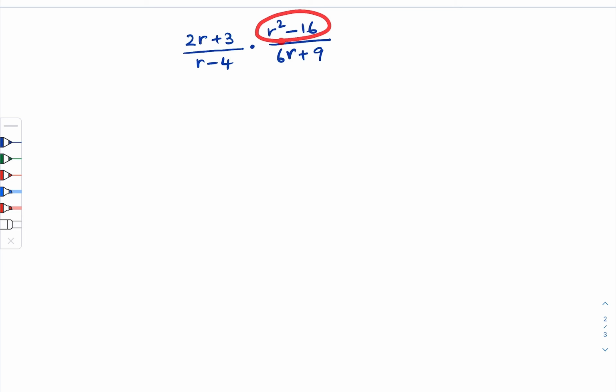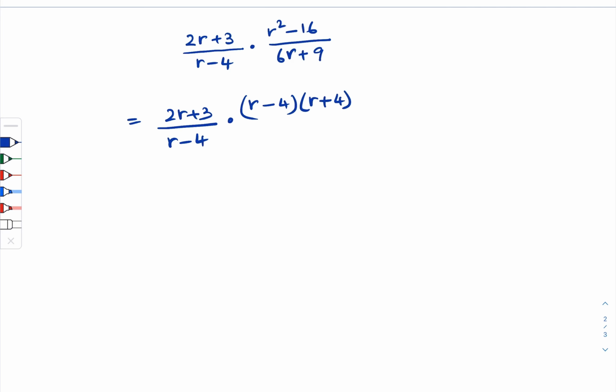if you look at the r squared minus 16, that's the difference of squares out here. And what we can do is apply the difference of squares formula to this one. And then if you look at the 6r plus 9, we can pull 3 out, right? These two expressions cannot be simplified, so we'll keep them as is. Okay, so that's what we'll do. So you can rewrite this as 2r plus 3 over r minus 4 times, simplify the difference of squares, so that's r minus 4 times r plus 4. And then at the bottom out here, we'll pull a 3 out, which leaves behind 2r plus 3, okay?